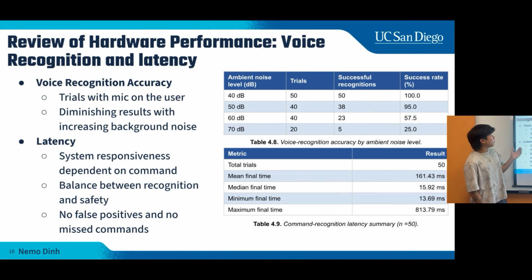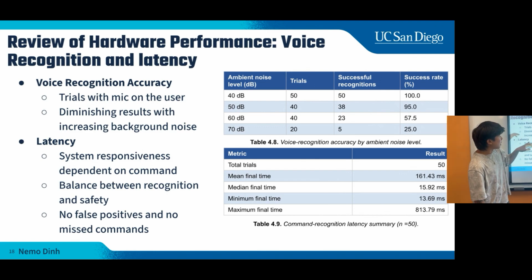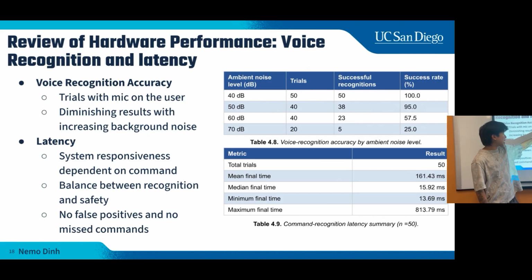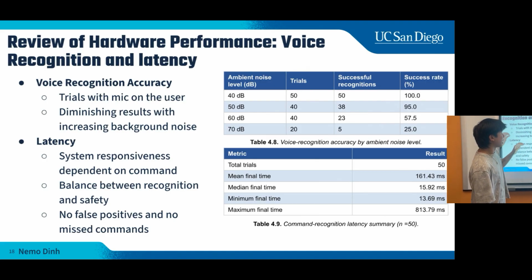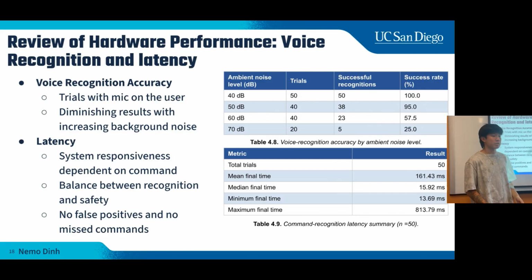So to test our voice recognition system's success rate and its latency, we had multiple trials where the mic was on the person, and to test its success rate, we tried various background noise levels. 40 decibels is a quiet room, 50 decibels is light chatter in the background, 60 decibels is loud conversation, and 70 decibels is a loud room. As you can see, we had a 100% success rate in a quiet room. It was very, very responsive. The system worked really well in a quiet room.